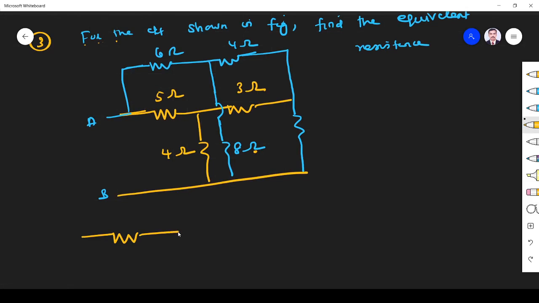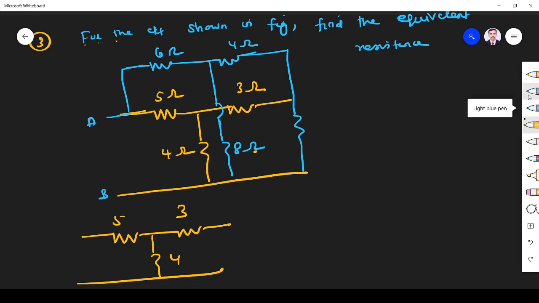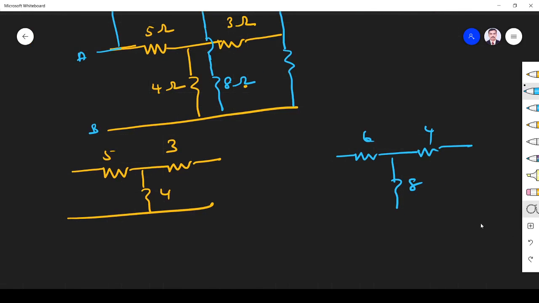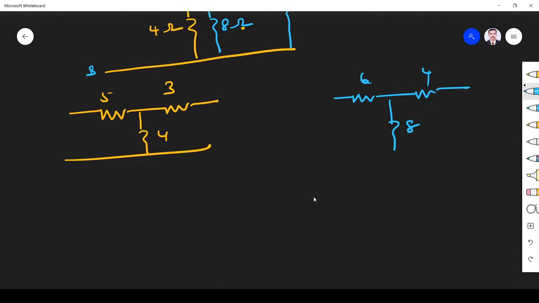Yellow is one. This is one star, 5, 3, 4. This is another star, 6, 4, 8. First I convert 5, 3, 4 into a delta network, then we can simplify. Let us see how we are going to do it. So for this equivalent delta, I have to draw. You see, don't think it is a star only. You can draw like this.